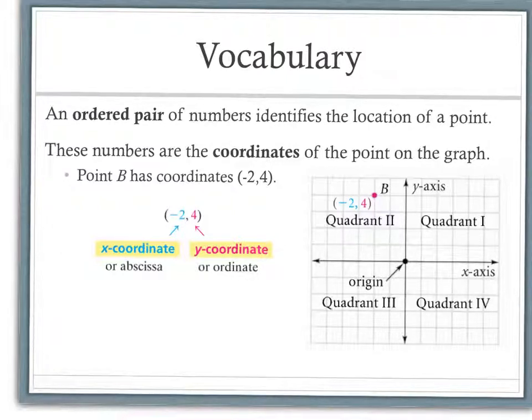Point B, which is up here in quadrant 2, has the coordinates (-2, 4). If you start at the origin to get to point B, we would go left 2 and up 4. The x-coordinate of -2 is also known as the abscissa, and the y-coordinate of 4 is also known as the ordinate.